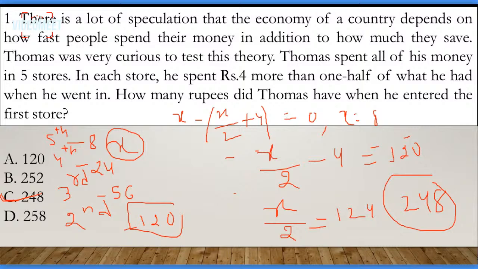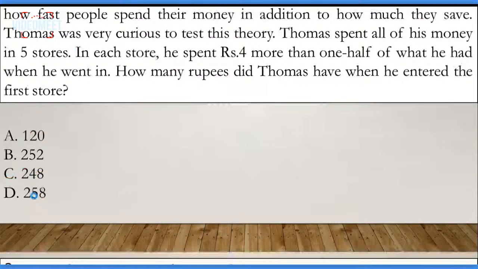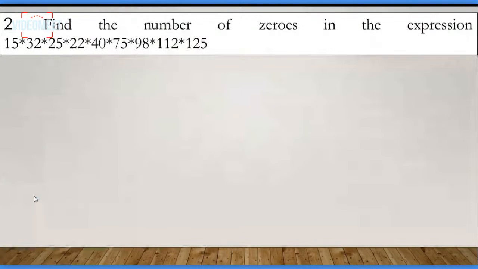Now the next question is on your screen. Yeah, this one. Find the number of zeros in the expression 15 into 32 into 25 into 22 into 40, 25, 98 into 112 and 125. Please try to solve it yourself. I'm giving 1 minute to solve this question. Please try.